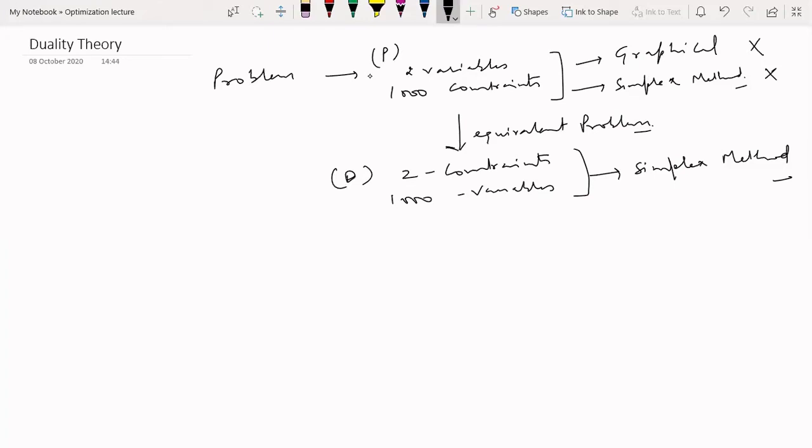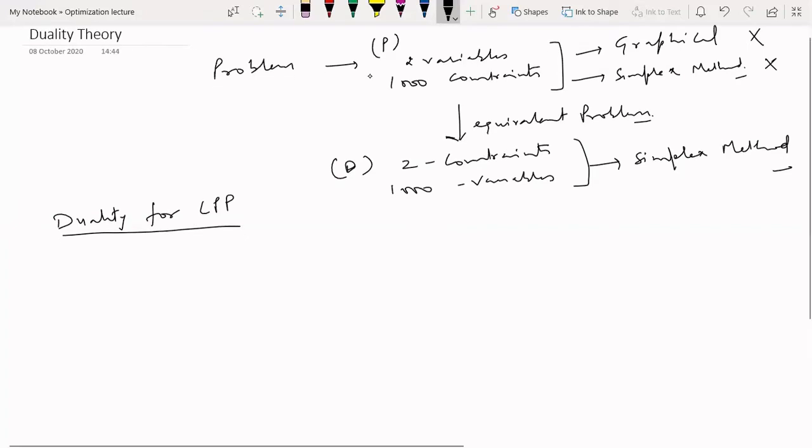And then the question is whether such a problem exists, that we can equivalently construct such a problem corresponding to this given problem with two variables and 1,000 constraints. And then, if we can construct a problem, what is the relation between their solutions, whether we can actually create a bridge between the solutions of these primal and dual problems. So this will primarily be the point of discussion for today's lecture. We are going to discuss the duality theory for linear programming problem.